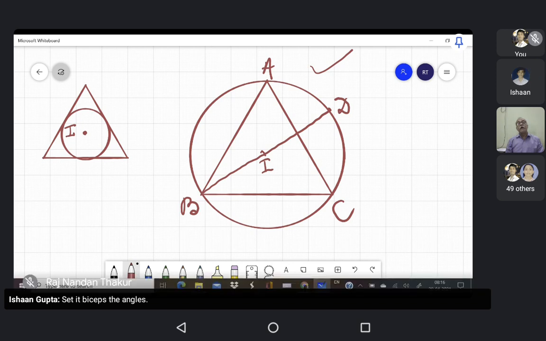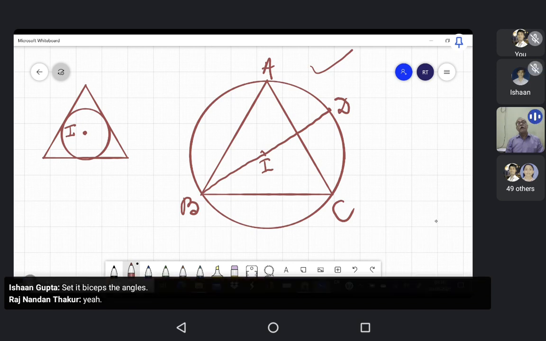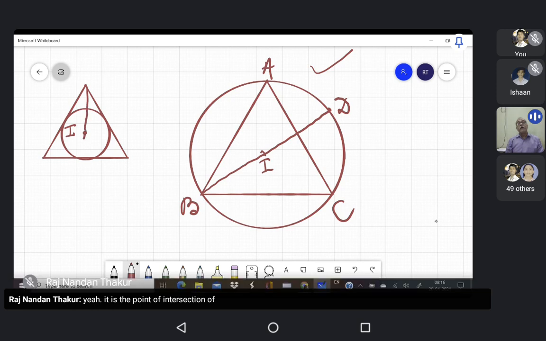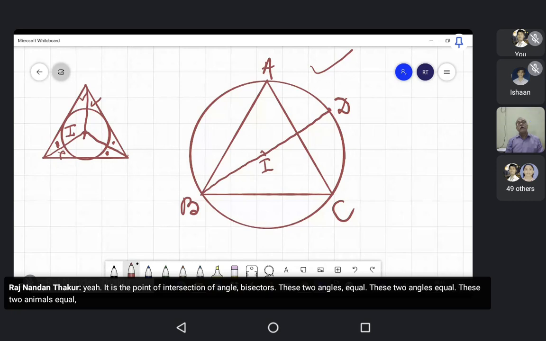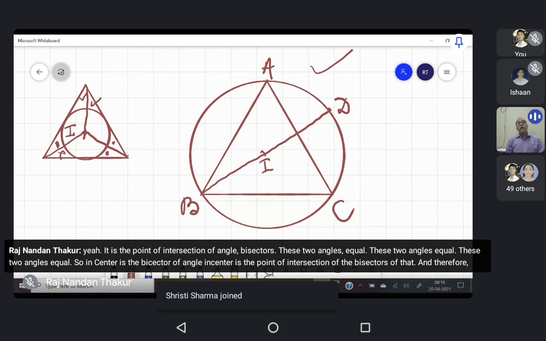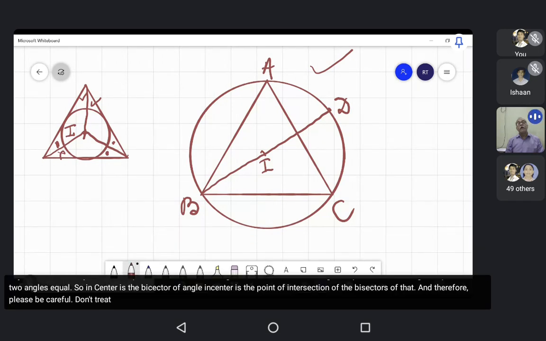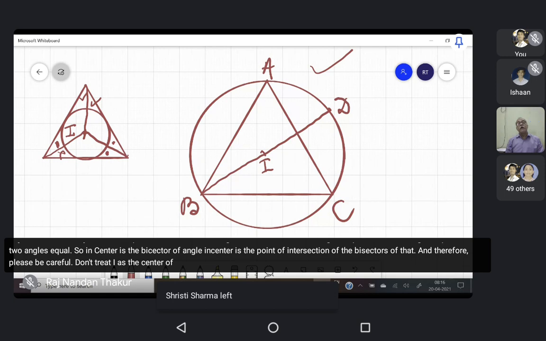What is the property of in-center, if you remember? That it bisects the angles. It is the point of intersection of angle bisectors. These two angles equal, these two angles equal, these two angles equal. So the in-center is the point of intersection of the bisectors of the angles. Therefore, please be careful, don't treat I as the center of this circle.